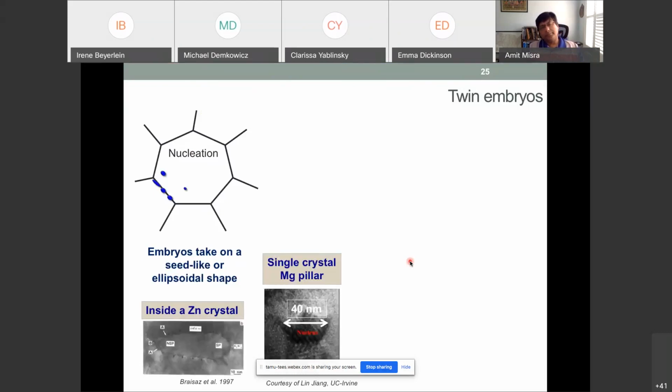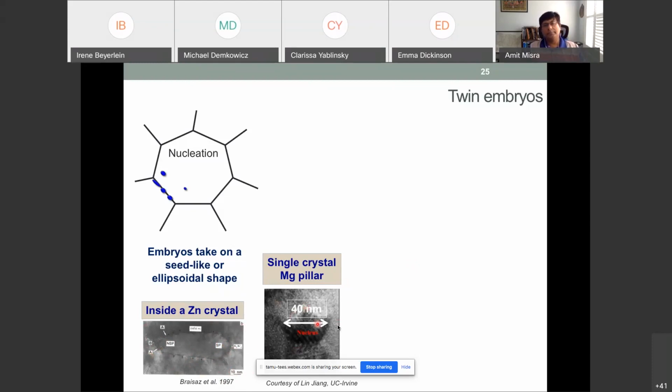What has been observed is that twin embryos have been observed, and they appear as these seed-like or ellipsoidal shape embryos. So here, this is actually from 1997. This is an HCP crystal of zinc. You can see this is our 10 nanometer scale. This is about an 80 to 90 nanometer diameter twin embryo within a zinc crystal.